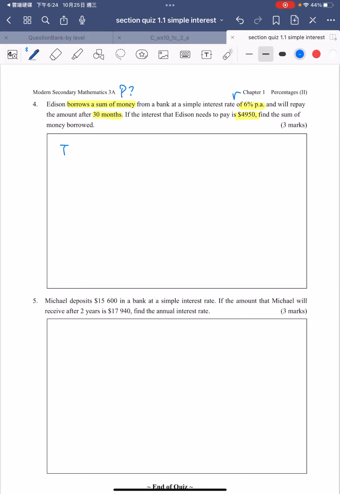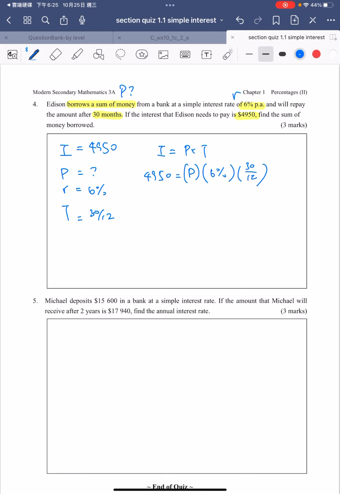So write it down, I, P, R, T. The interest she has is 4,950, the principal she doesn't know, and the rate is 6%. And the T, which is 30 months, you need to change to 30 divided by 12. So by using I equal to PRT, substitute the numbers in. We have 4950 equal to the P, which you don't know, the R, which is 6%, and then the T is 30 divided by 12. So we can use the calculator.